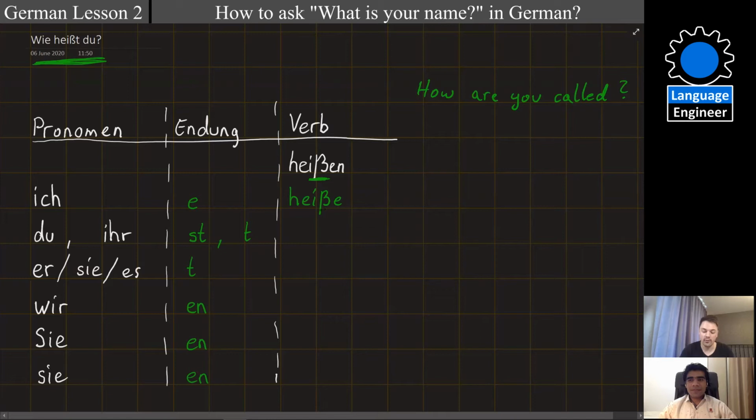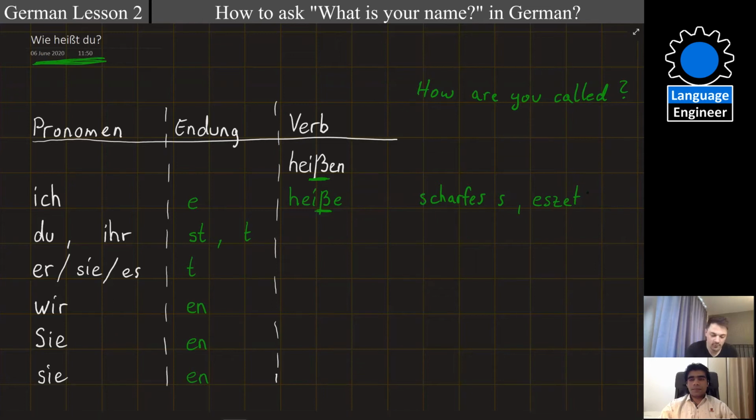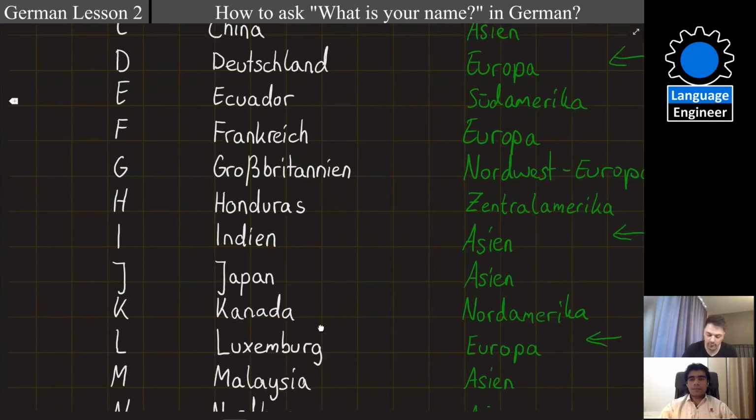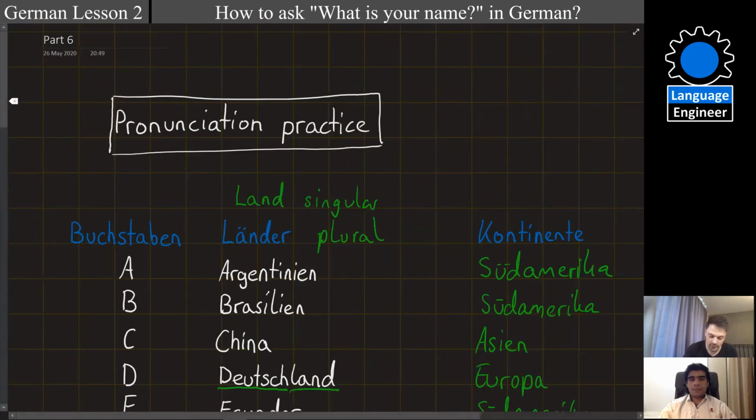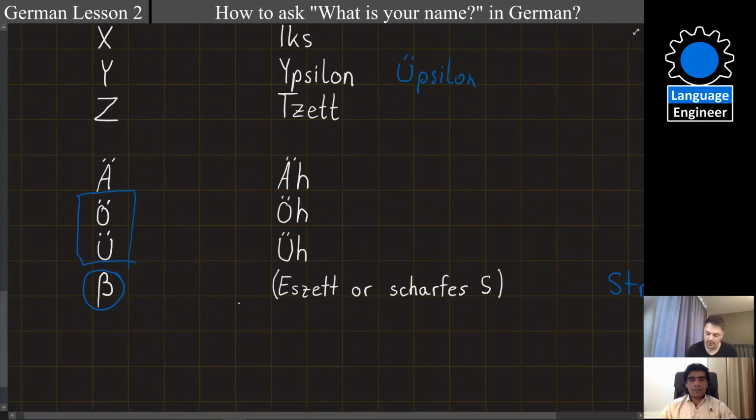So this letter is called scharfes S, and we also say SZ. So you can say scharfes S or SZ. Right? Let's go quickly to the alphabet. So it's this one here. So it's SZ or scharfes S.